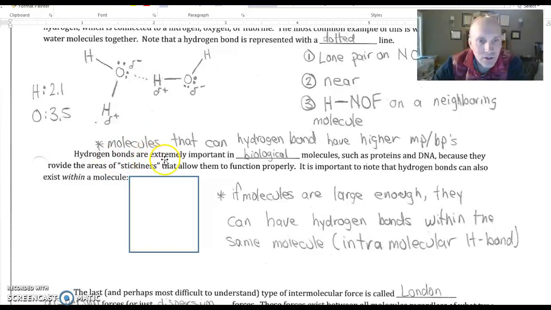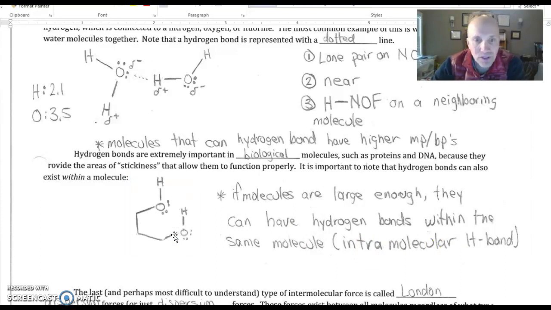Hydrogen bonds are also very important in biological molecules such as protein and DNA because they provide little areas of stickiness that allow them to function properly. Another thing is that even though we generally talk about hydrogen bonds as being forces between neighboring molecules, I want to point out that if a molecule is large enough, you can actually have a hydrogen bond within the same molecule. And you would call this, instead of an intermolecular bond, an intramolecular bond. So a classic example would be something like this right here.